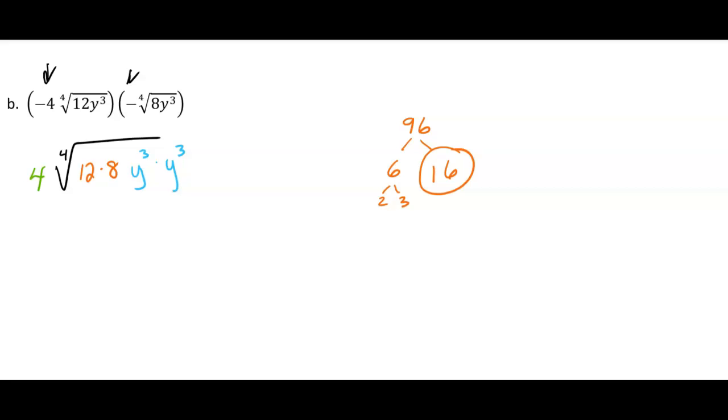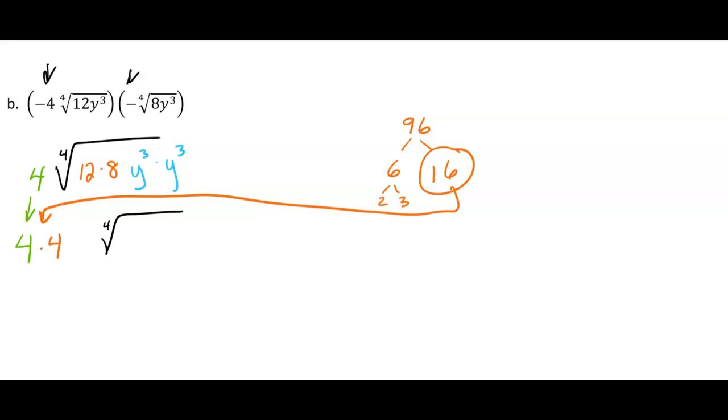Okay. So, my 4 on the outside, that's that one. Then I have, from this 16, it's going to get me another 4 on the outside. And I'll leave a little space. 4th root. And now what didn't come out? The 6 didn't come out. So that 6 is going to be right there. You'd have to multiply the 2 times 3 back together.